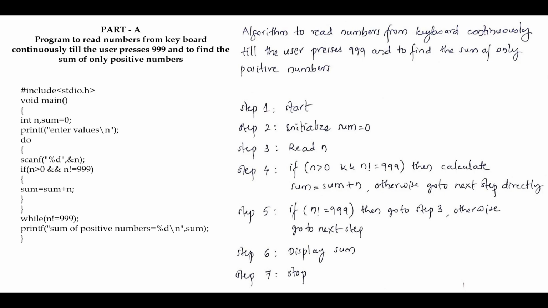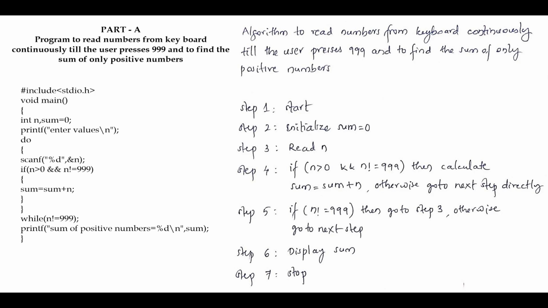For that we have taken a do while loop. Inside the do while loop we are entering the numbers, and we are checking whether the number is greater than 0 and not equal to triple line, and we are taking that number and adding it into sum repeatedly until we receive the number triple line. Finally we are going to print the sum of positive numbers. Okay, for that I have written the algorithm.